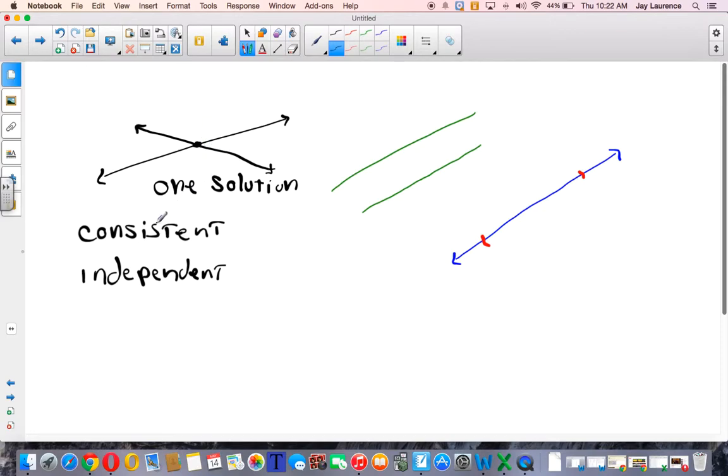So this is consistent, there is a solution, and independent, they don't rely on each other, kind of like we broke away from England to become independent. We had that common history up until we broke away.